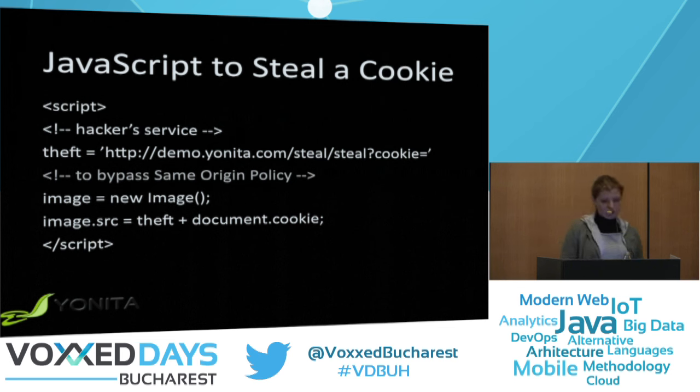So now let's take a closer look at our JavaScript code. It's really very simple. Here we have a hacker service, so the servlet that logs down all the cookies, and we load this URL into image source just to bypass the policy of browsers, the same origin policy, because browsers will not allow to connect to other web servers than the domain that the request comes from. So to bypass that, we use image, because this policy does not apply to images and scripts. We can load images and scripts from other addresses.